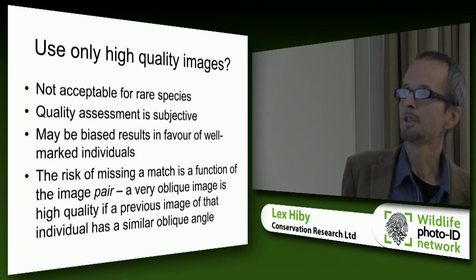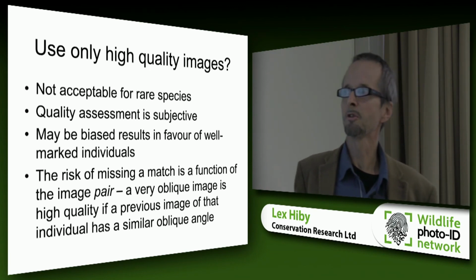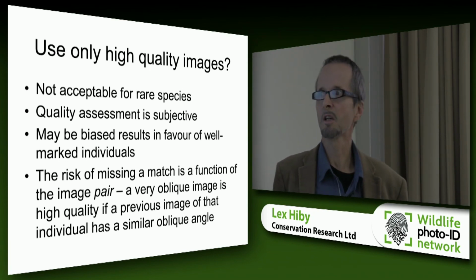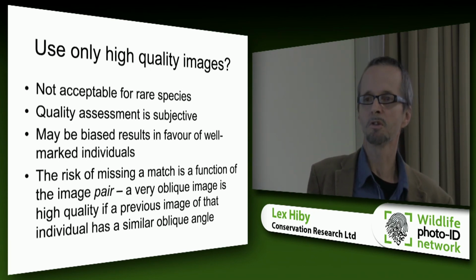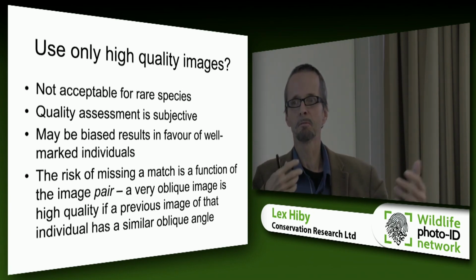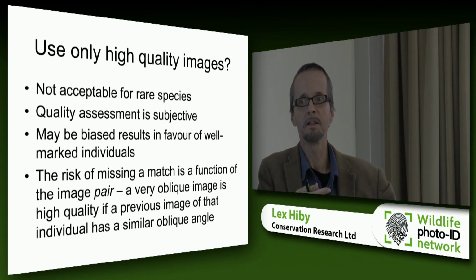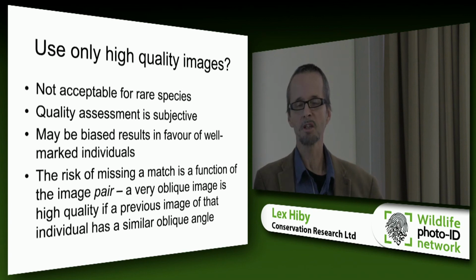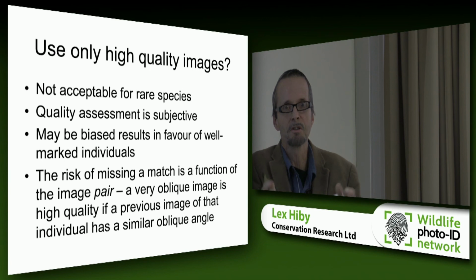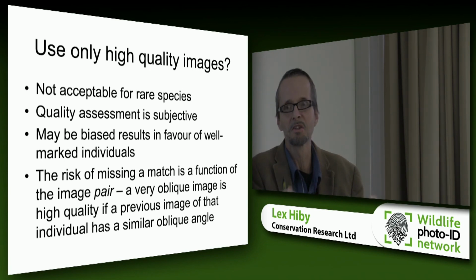The other thing to consider is that even if you're thinking, is this a good or a bad picture? Well, it depends, because photo ID is a question of comparing pictures in pairs. So you may say, well, this is not a very good image because it's very oblique, say, from the front. But then if your library picture happened to be oblique also from that similar angle, then actually this is a good picture. It's difficult to assess what you mean by a good and a bad picture in isolation, picture by picture. You really need to do that pairwise.